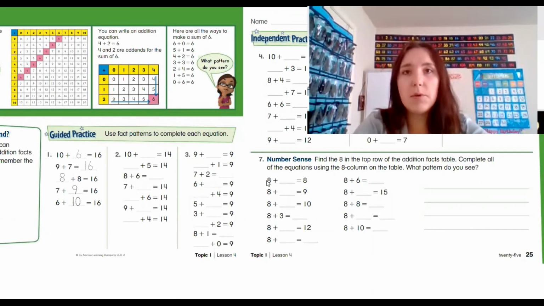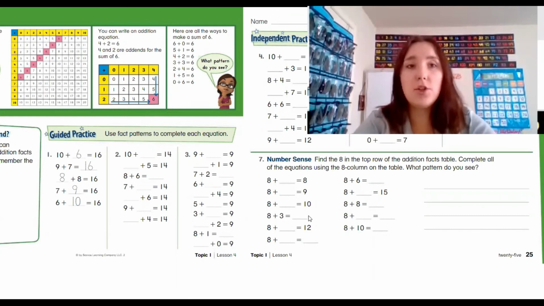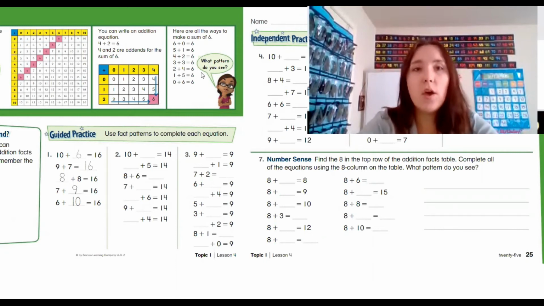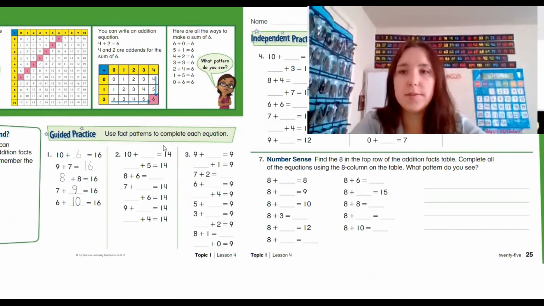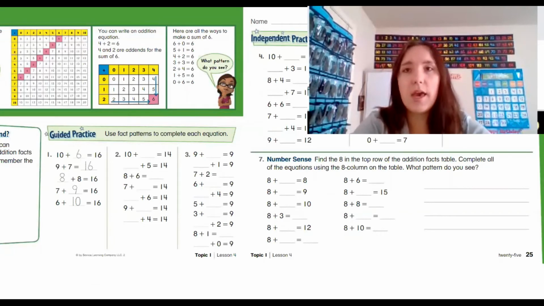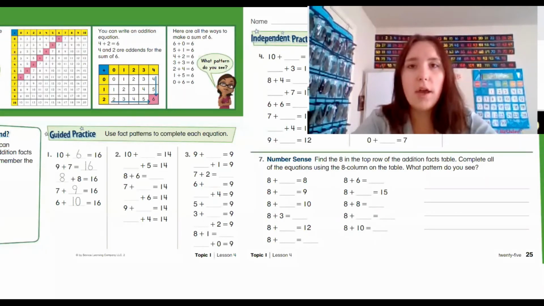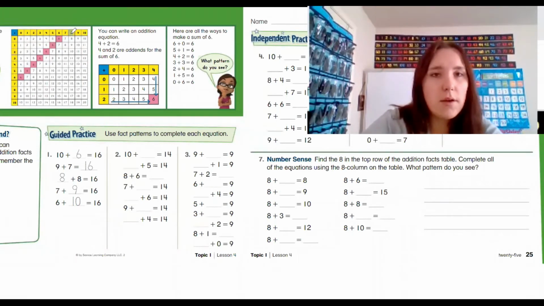Okay, so we're looking at number 7. I had to make mine 2 pages so that way we can see the whole thing. It says find the 8 in the top row of the addition facts table. We're going to use this addition facts table over here because it's right there for us. Complete all of the equations using the 8 column on the table. Let me show you what the 8 column looks like. Our 8 column is this one right here.